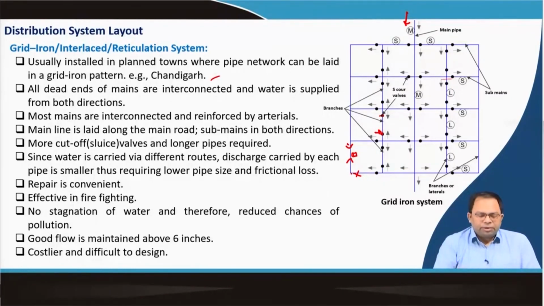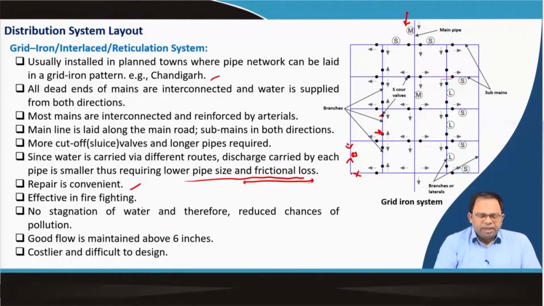And because water is carried from different routes, the discharge carried by each pipe is smaller, thus requiring lower pump size and frictional losses. So, one benefit is you get the water from different directions. The other benefit is, because you are supplying water from both directions, the overall pipe diameters would become smaller. So, if pipe diameters are smaller, then frictional losses would also be smaller, and then the price of those pipes would also reduce. But again, we require longer length pipelines.